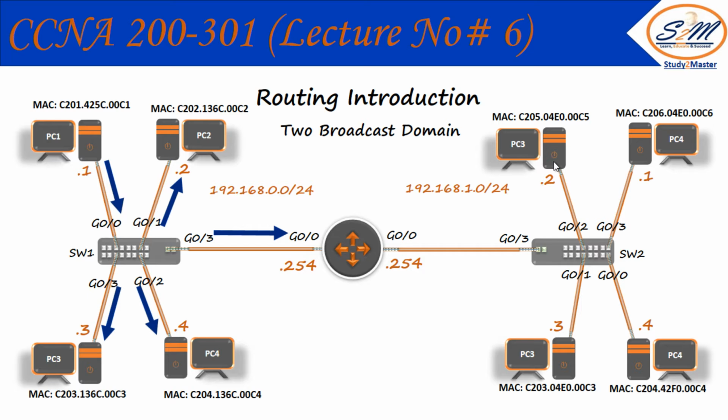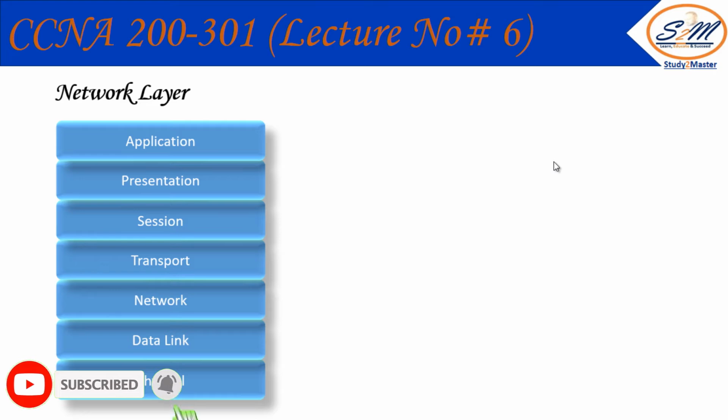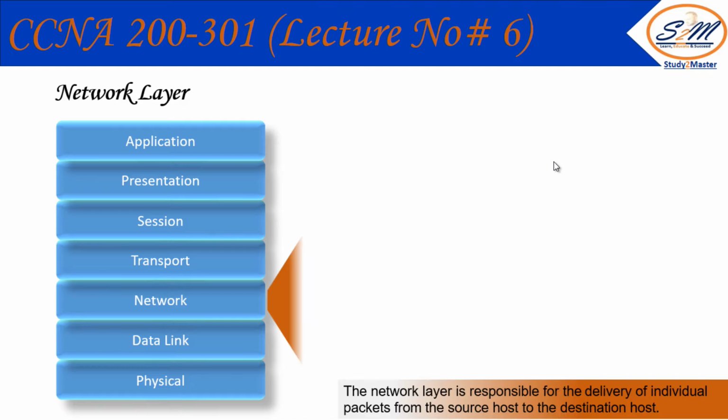It is the option or the functionality of a layer 3 address, so it is called a routing introduction. Why did I mention layer 3? Now let's explore layer 3 and how it operates.